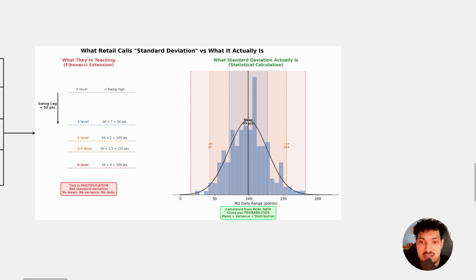It is a characteristic of a phenomenon, of a data set. It's used to describe data around a mean. If you've taken a high school stats class or an introductory college stats class, you should know what these concepts are. The difference is that this metric is calculated from real data. So this is giving you real probabilities. You're getting the mean, the variance, as well as the distribution.